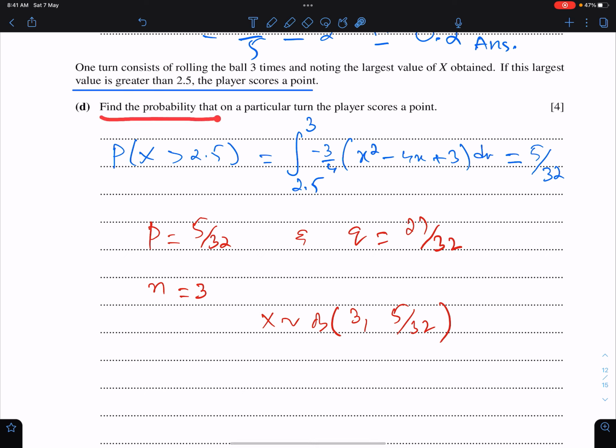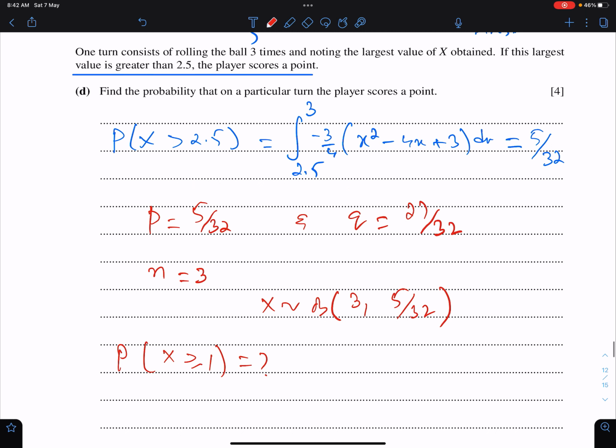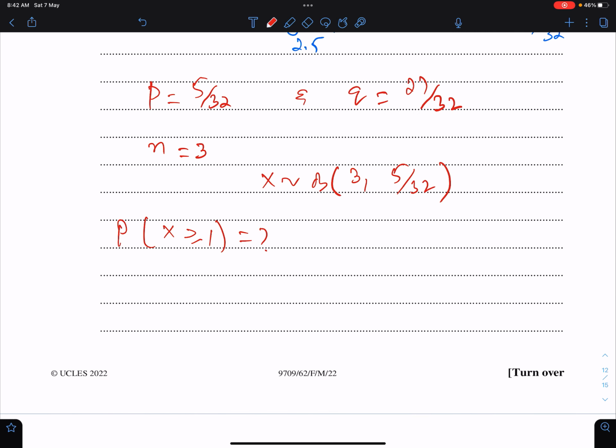Find the probability that on a particular turn the player scores a point. So it could be on first turn or second turn or third turn. So we need this probability. This is the requirement. On a particular turn means either on first turn or second turn or on the third turn.